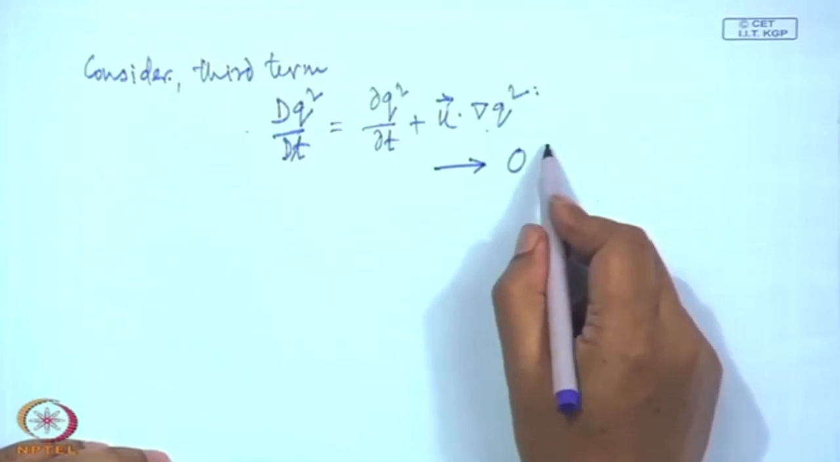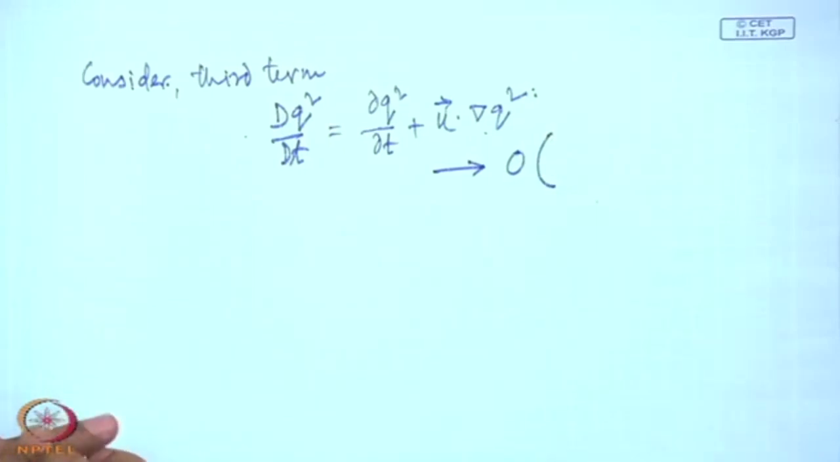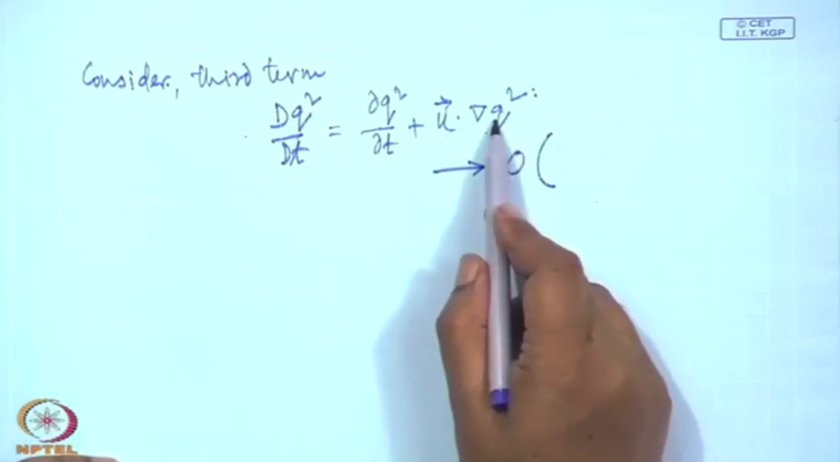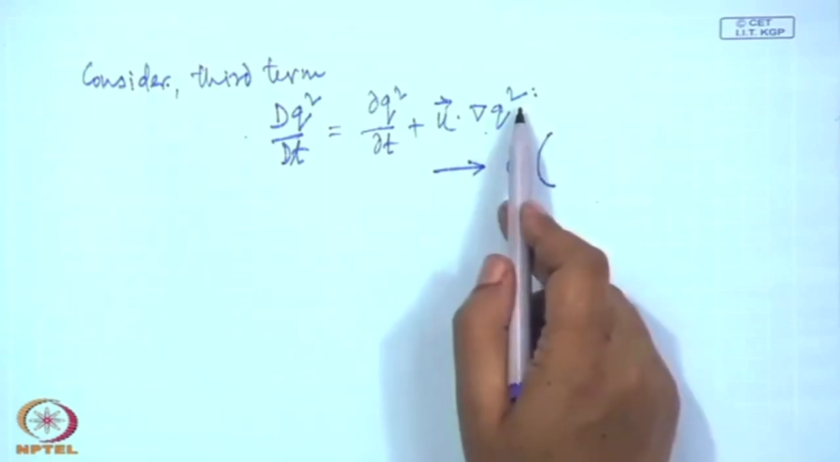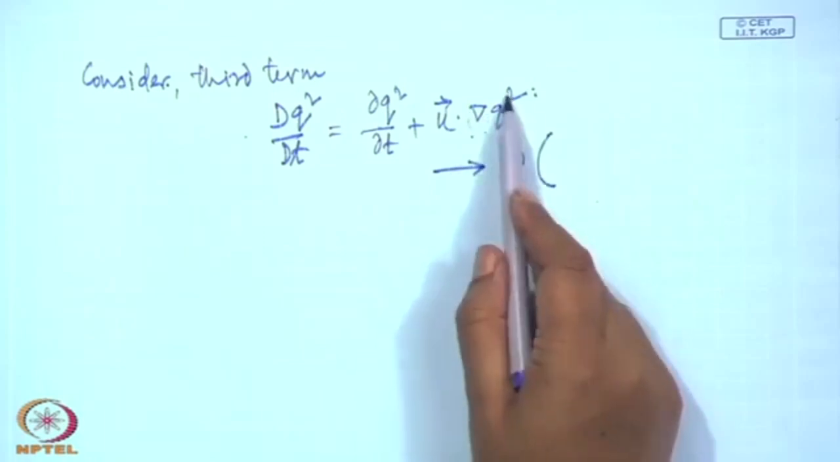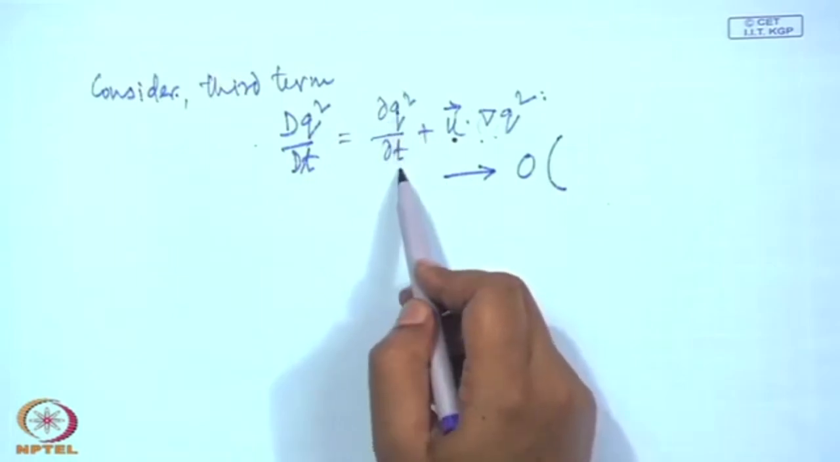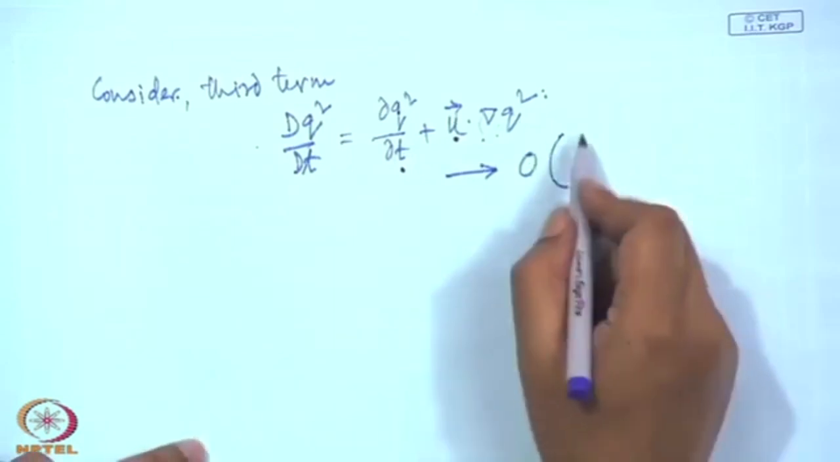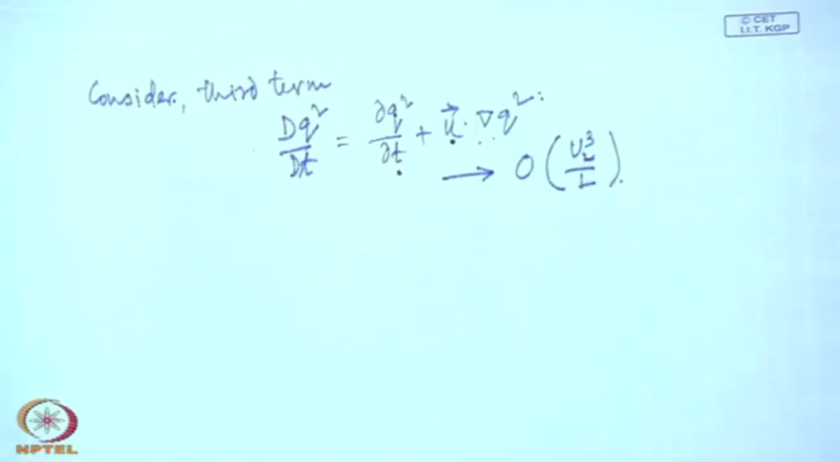So, its order is, let us say this divergence is some gradient operator of q square. So, that is u infinity square by L, and this other term is another u infinity. So, it is u infinity cube by L. If you look here, it is again u infinity square by L by u infinity, again u infinity cube by L. So, this term's order is u infinity cube by L. Of course, this term has a multiplying factor 1 by 2 c square. The 2 of course has no significance.